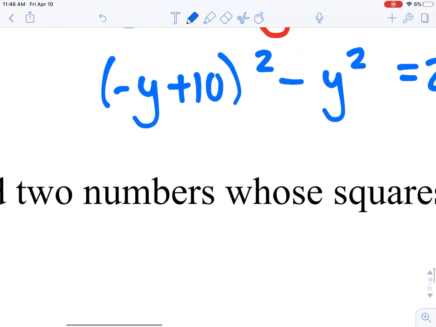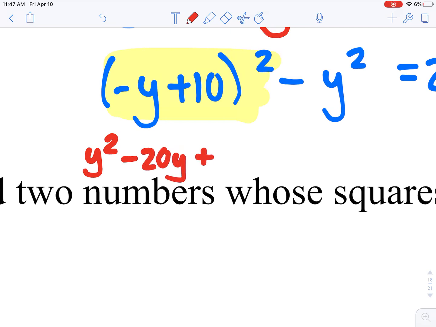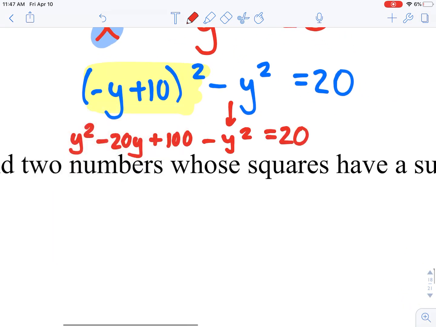Now, just like we did for the other problem above, I want you guys to pause this video and try squaring this and foiling it out to see what you get. Welcome back. When you multiply this out, we end up with y squared minus 20y plus 100. Then we want to continue writing this minus y squared equals 20. Very conveniently, the y squareds cancel out.